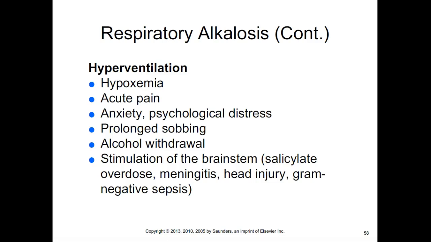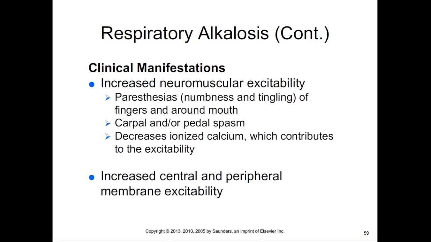Hyperventilation is going to result in a hypoxemia. You might see acute pain, which increases your anxiety and psychological distress. Hyperventilation might be seen in prolonged sobbing or alcohol withdrawal, and stimulation of the brainstem in a salicylate overdose, meningitis, head injury, or in gram-negative sepsis. So all those things can cause respiratory alkalosis and hyperventilation.